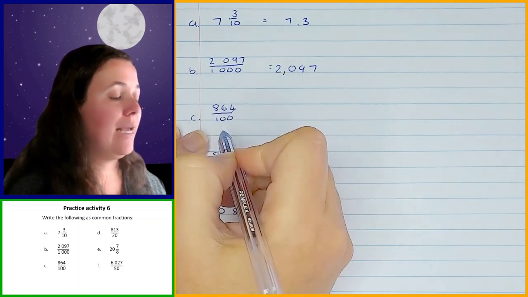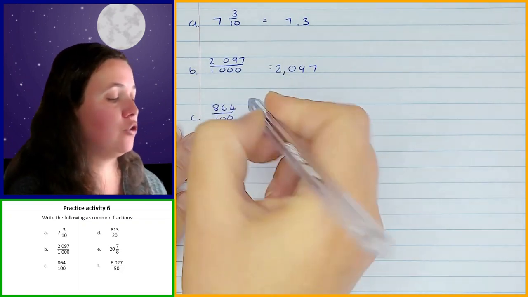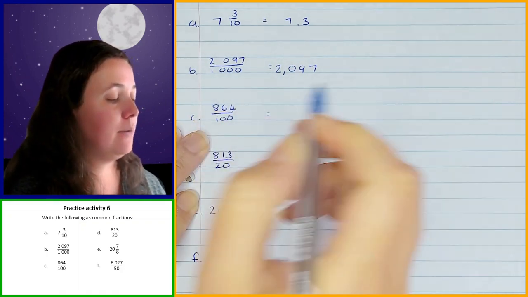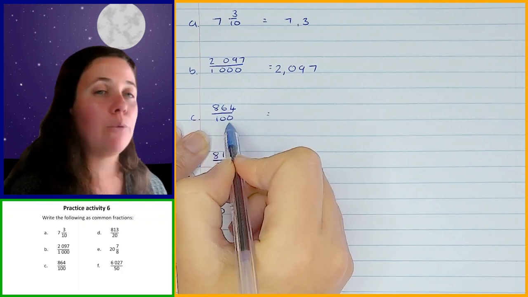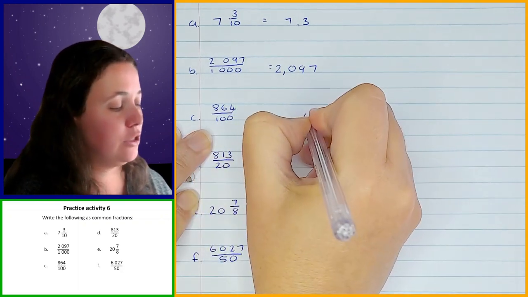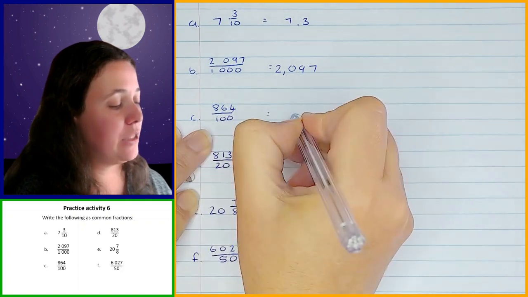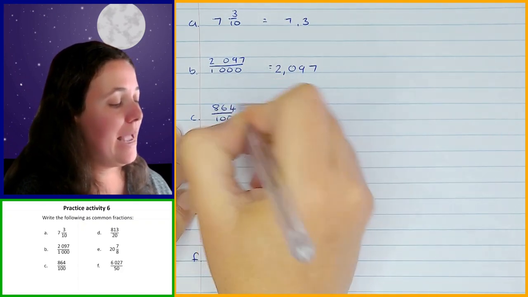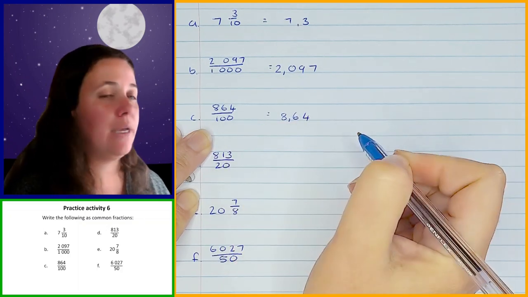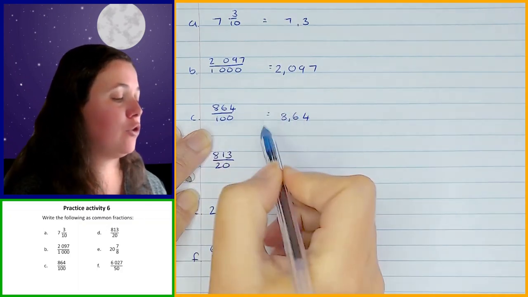The next one is 864 over 100. Same thing. I'm not going to convert it. I'm going to keep it as an improper fraction. And this time I'm going to be working with the hundredths position. So my 4 is going to go in the hundredths position. The 6 is going to be in the tenths position. And then the 8 will then be in the ones or the units position with a comma in between there. Okay, so that's what you should have got for those ones.